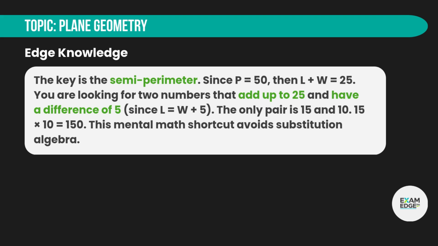Edge knowledge. The key is the semi-perimeter. Since P equals 50, then L plus W equals 25. You are looking for two numbers that add up to 25 and have a difference of 5, since L equals W plus 5. The only pair is 15 and 10. 15 times 10 equals 150. This mental math shortcut avoids substitution algebra.